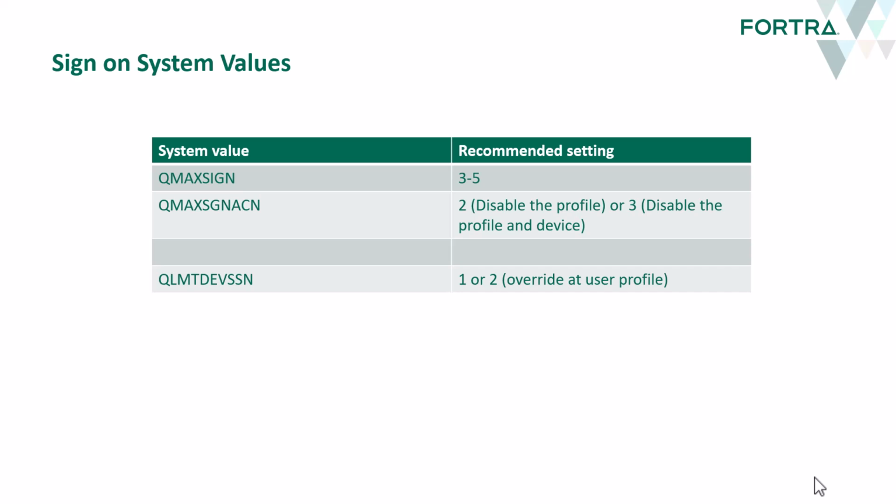Another way that we can help ensure that our users are the users signing onto our systems, and that it's not someone that has possibly acquired credentials that aren't theirs, is setting the QMAXSIGNON and the QMAXSGNACN system values. For QMAXSIGNON, we recommend 3 to 5 invalid sign-on attempts, and at that threshold, ensuring that the max sign-on action is either set to 2 or 3. So you're at least, with option 2, disabling that profile after the invalid sign-on attempt. If you set it to 3, you'll also disable the device they were attempting to sign on with.